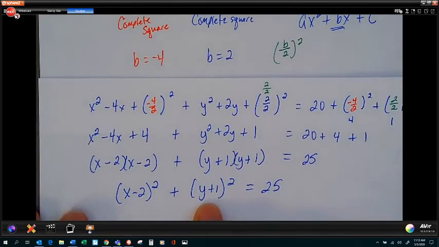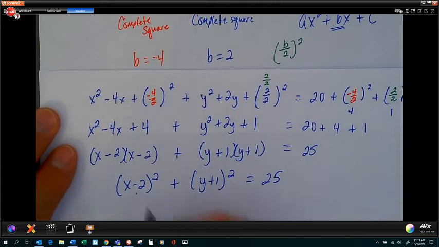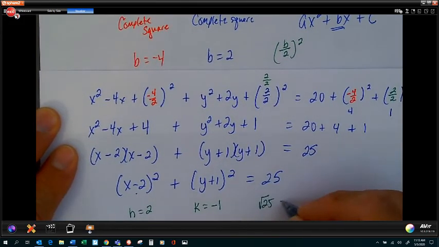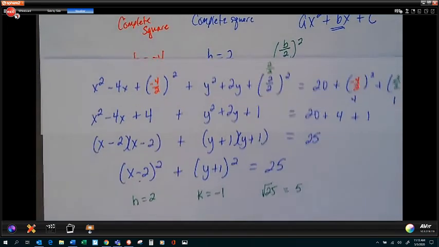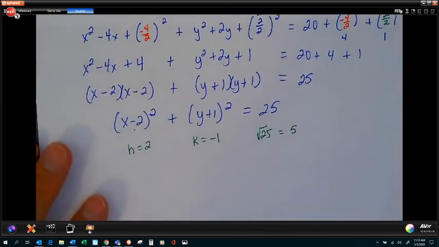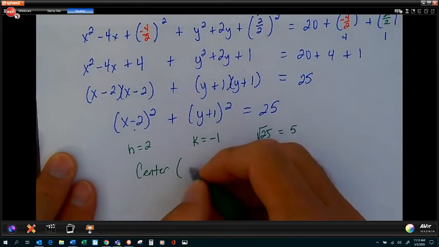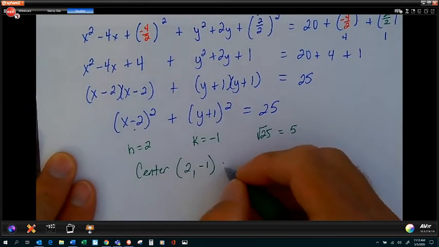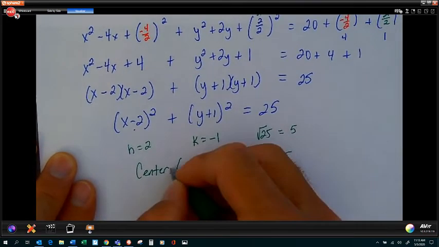Well, now that I've got it in this form, I can now identify my h and my k. And remember, we take the opposite sign here. So my h is going to be equal to 2. My k is going to be equal to a negative 1. And I take the square root of 25 to find my radius, which is equal to 5. Okay? So now I write my center is h comma k, and my radius is 5. And there we go.